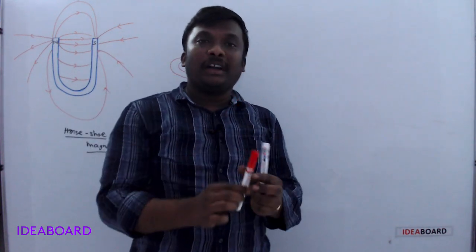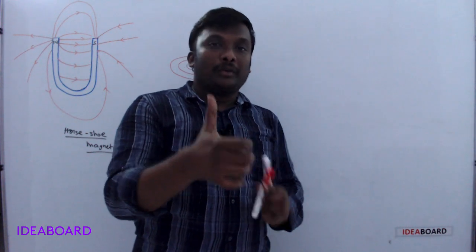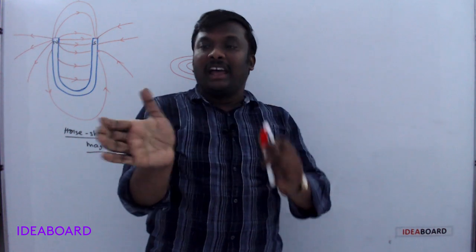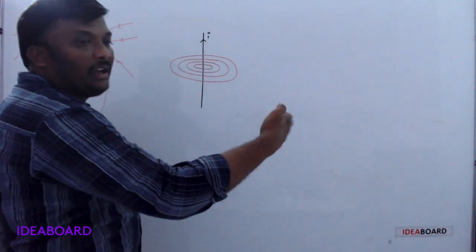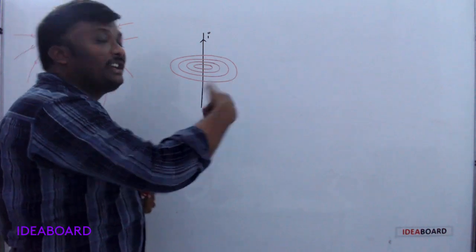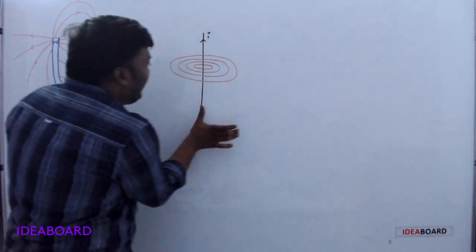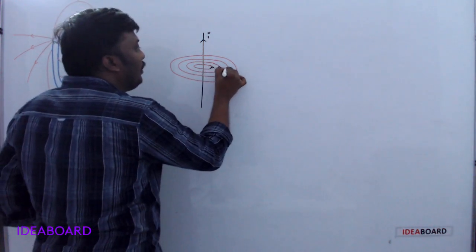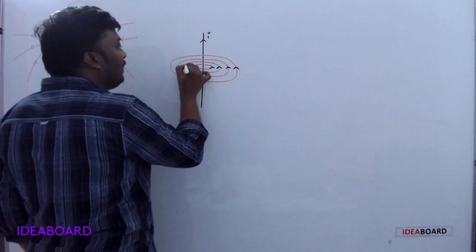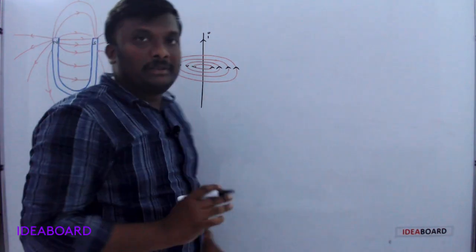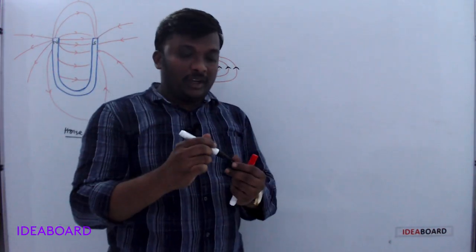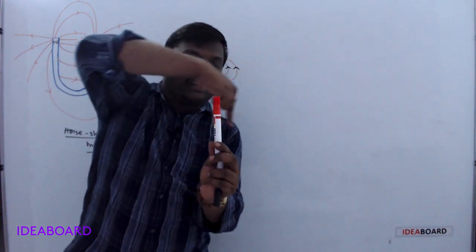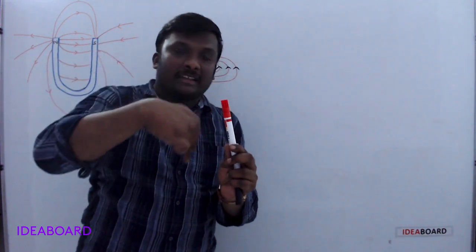If you want the direction at any point, please use the right hand thumb rule. According to the right hand thumb rule, the thumb indicates the direction of current and the curling of fingers indicates the direction of the magnetic field. So if the current passes like this, the magnetic field here is into the plane of the paper, and here out of the plane of the paper, like this. So if current is sent like this, the magnetic field is formed in concentric circles.